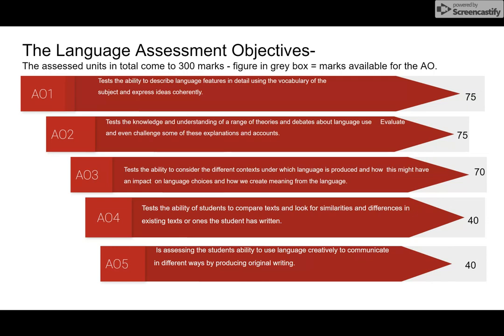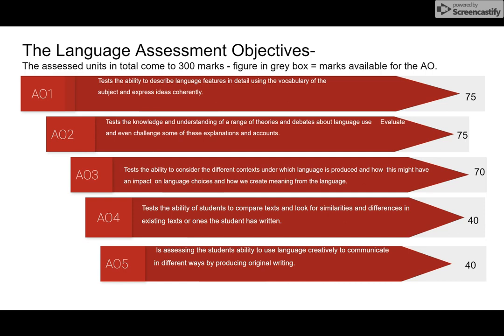The 5 assessment objectives in English language are listed here, and AO1 is the ability to describe language features in detail and use the vocabulary of the subject to express ideas coherently. That's worth 75 out of the possible 300 marks.